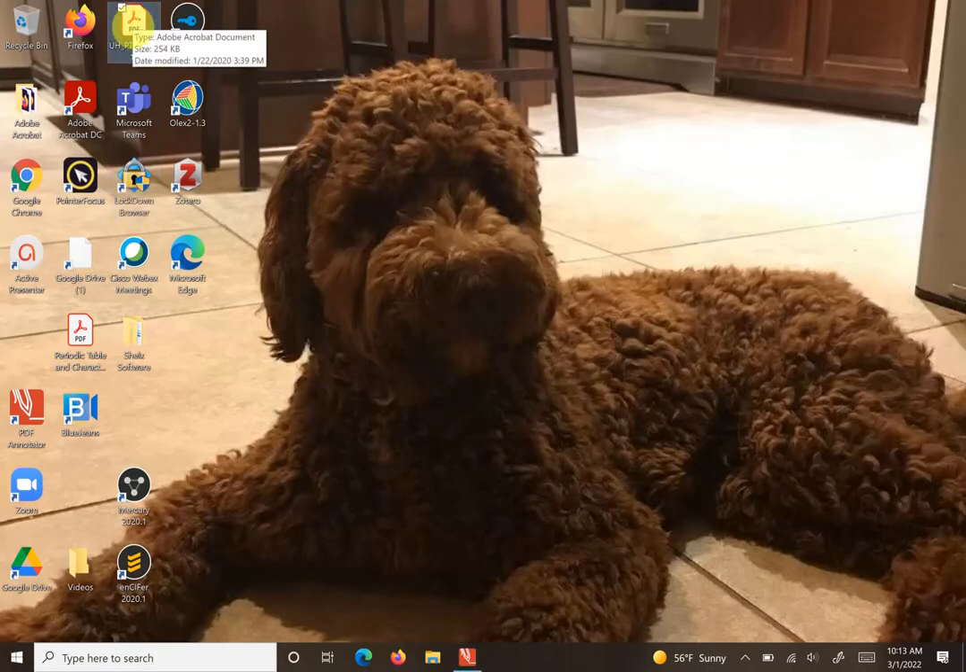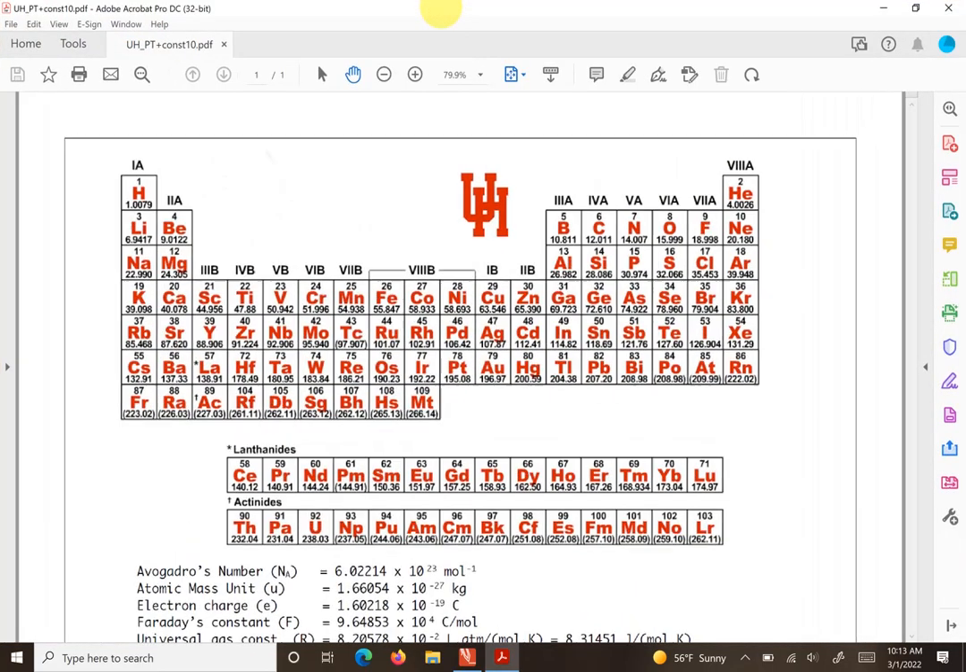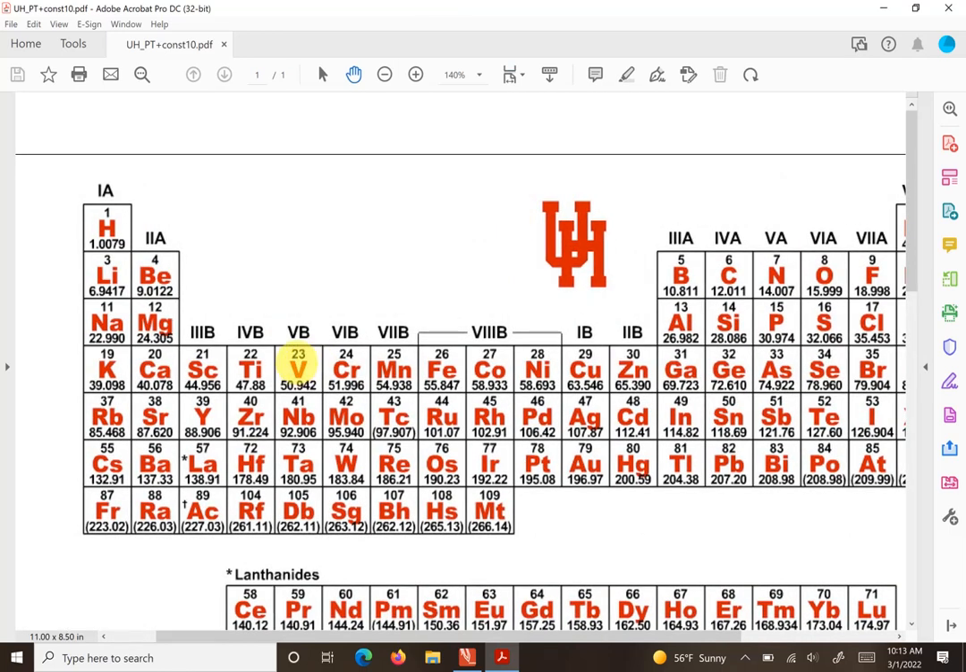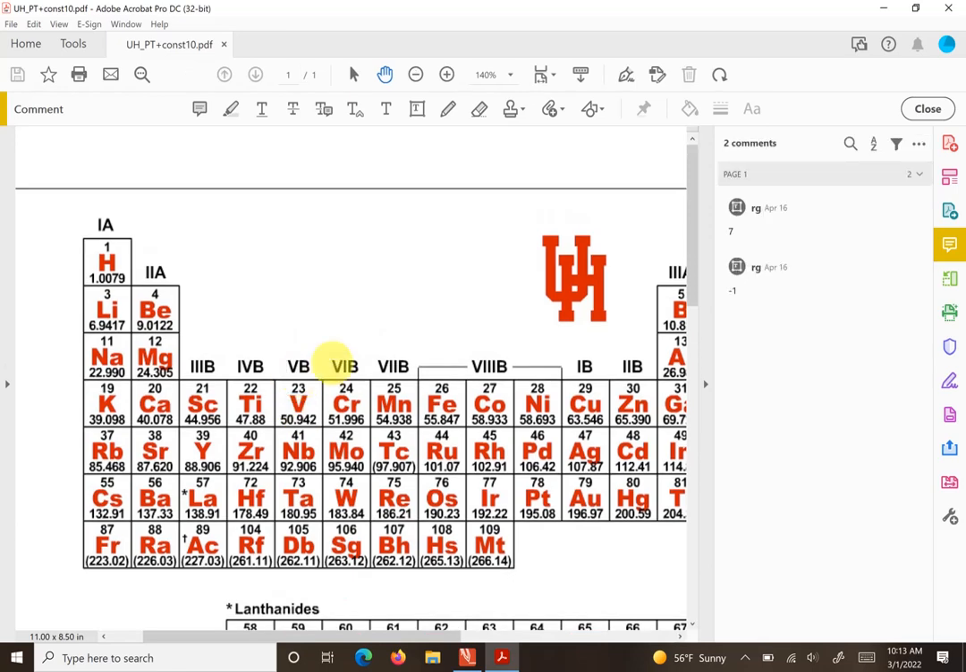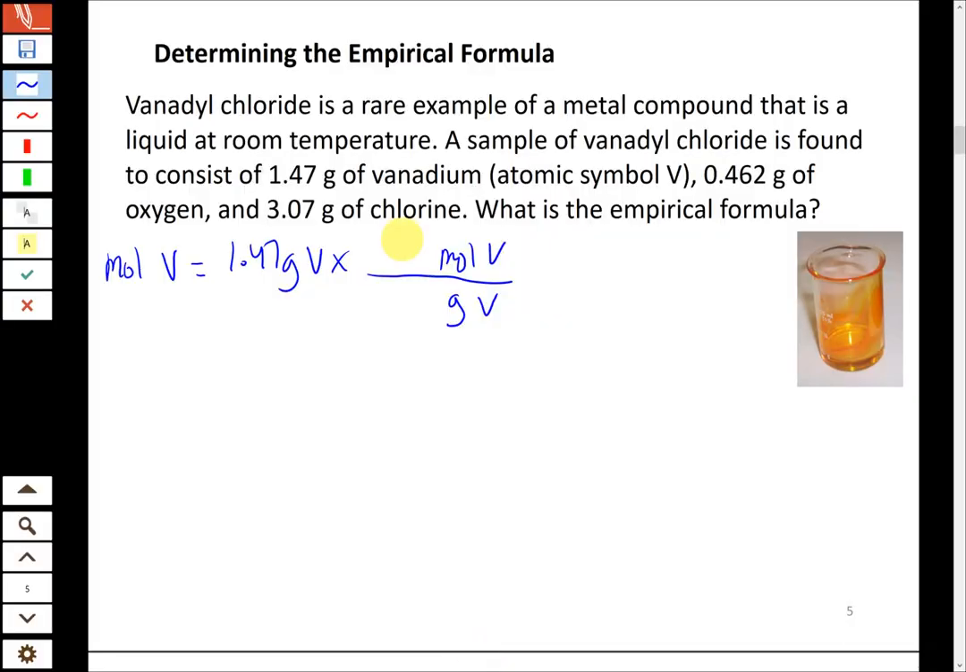So let's load our periodic table and look what that is for vanadium. All right, so vanadium is here, atomic number 23, and the number below, which is the atomic mass, is 50.94. So that's the number we're going to use to convert mass to moles for vanadium. So 1 mole of vanadium has a mass of 50.94 grams. So that's what we divide by to convert mass to moles. Grams cancel, and then we get 0.0288 moles.